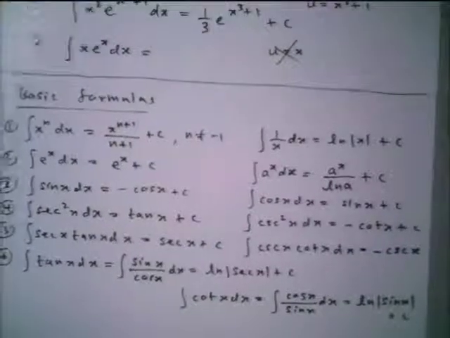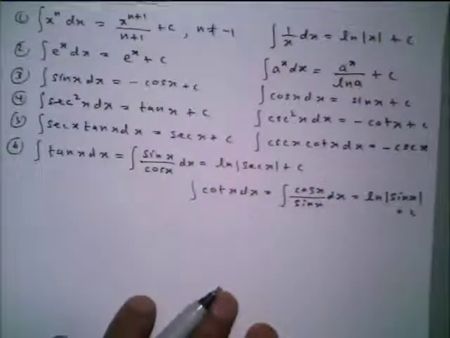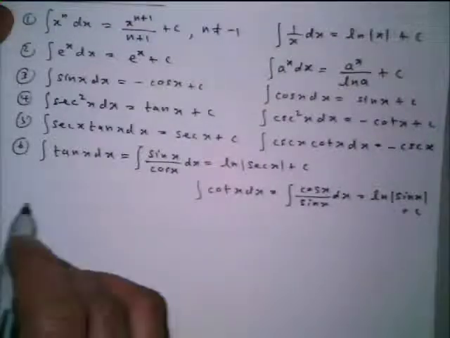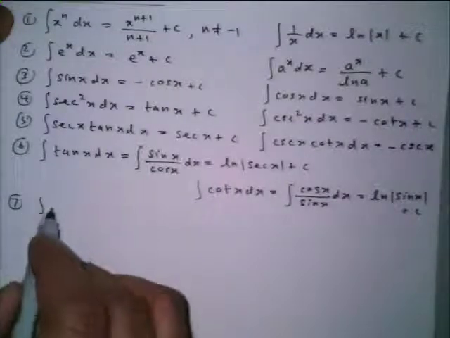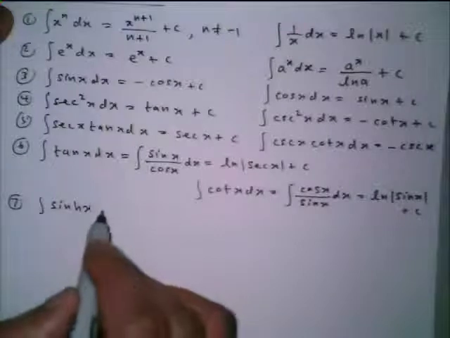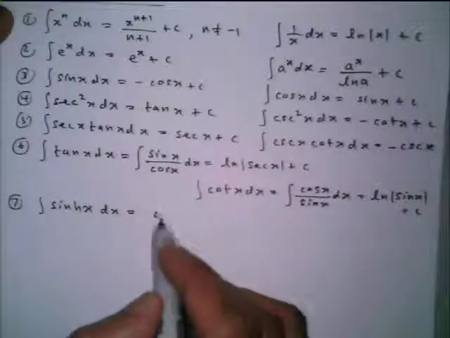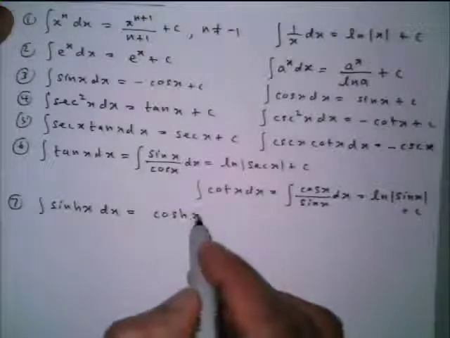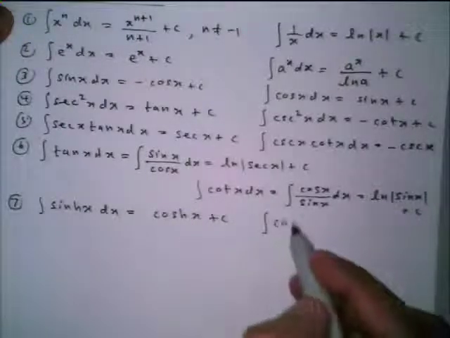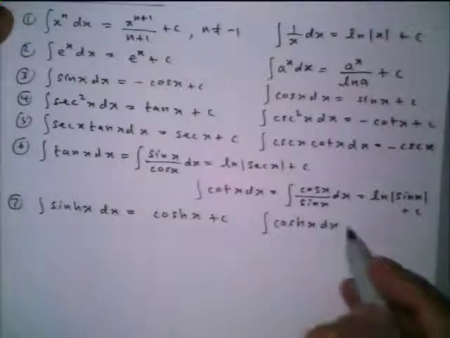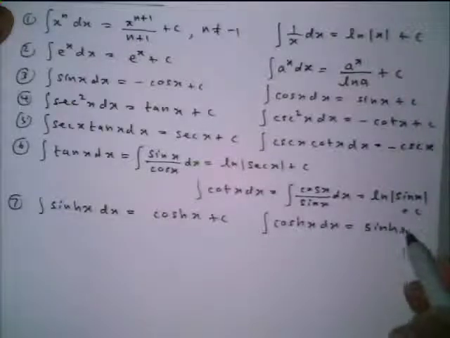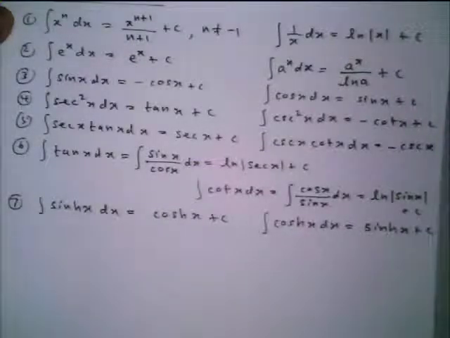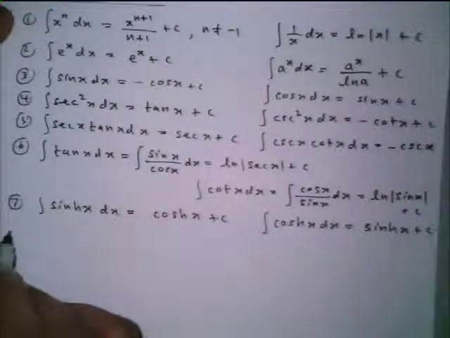What else do we have? We have more. So we have number 7, hyperbolic functions. We have the integral of hyperbolic sine x dx. What is that? It is hyperbolic cosine x plus c. And the integral of hyperbolic cosine x dx is hyperbolic sine x plus c. There's no negative sign in any of those.